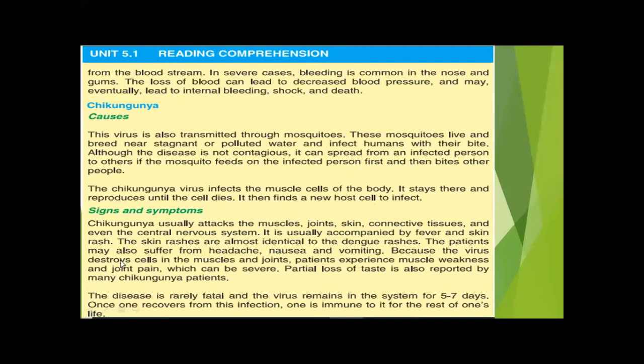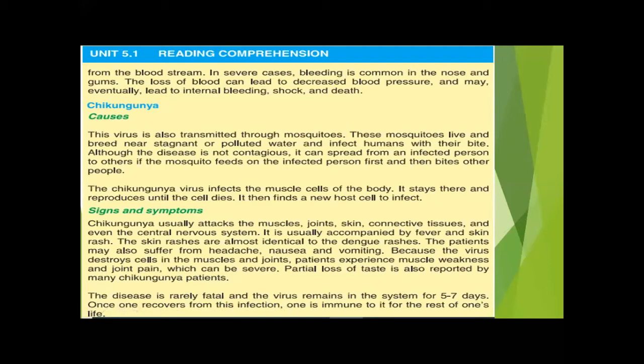Because the virus destroys cells in the muscles and joints, patients experience muscle weakness and joint pain, which can be severe. Partial loss of taste is also reported by many chikungunya patients. The disease is rarely fatal and the virus remains in the system for 5 to 7 days. Once one recovers from this infection, one is immune to it for the rest of one's life.